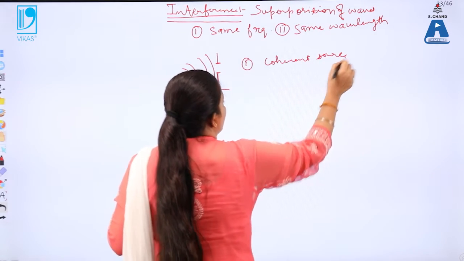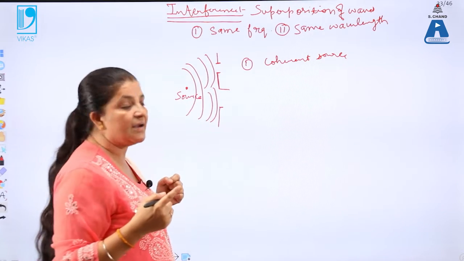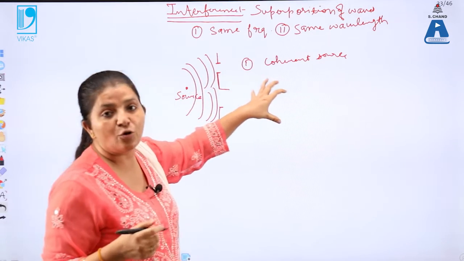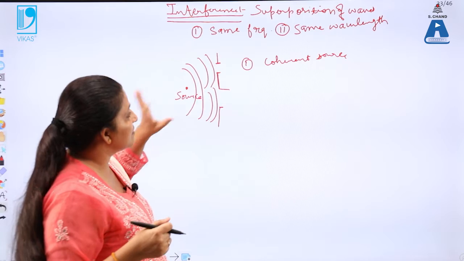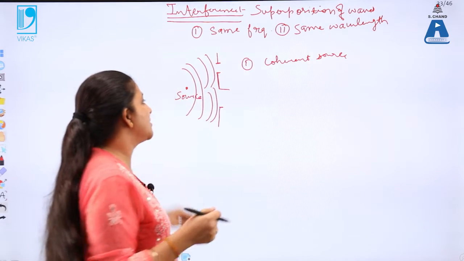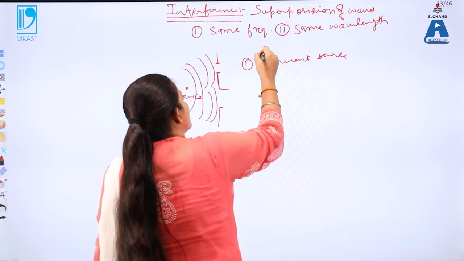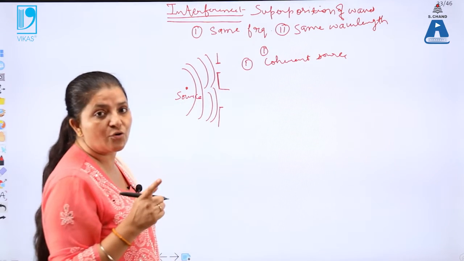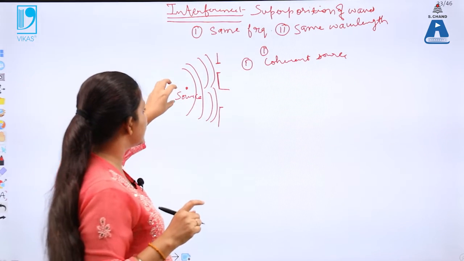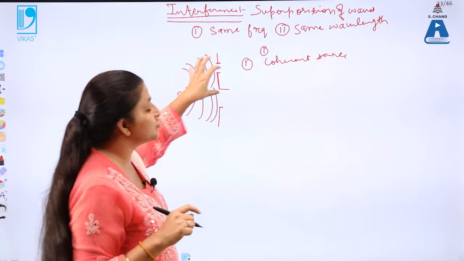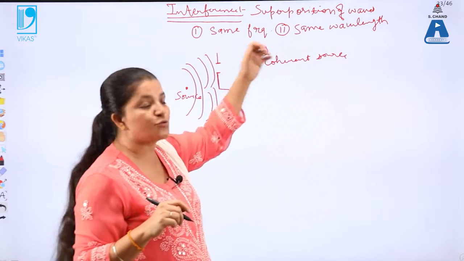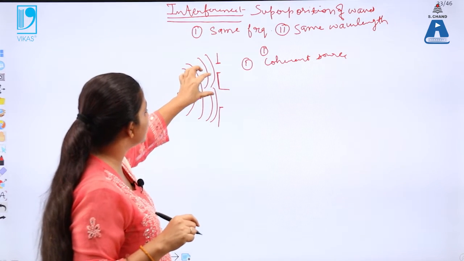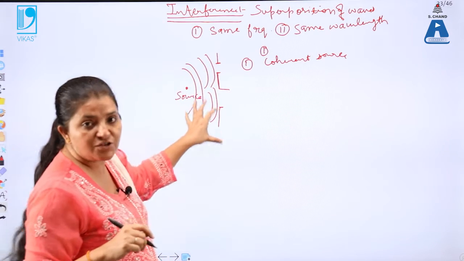Because if we take light from two different sources, they can never be coherent sources. So for interference of light, the first condition is that the sources must be coherent to each other. What is the condition of coherency? From a single source, two or more coherent sources can be produced by placing a slit in front of this source.